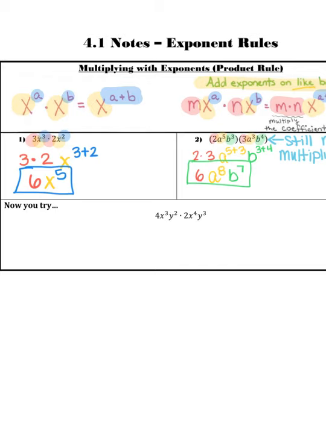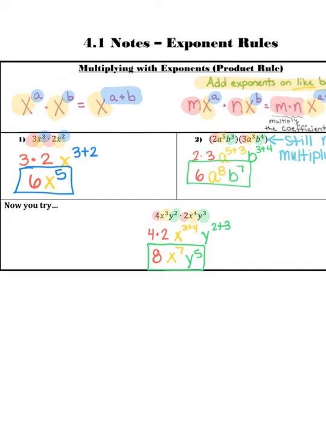So we have one for you to try. If you're feeling confident and want to pause the video and try this last example here, I encourage you to go ahead and do so now. All right, check it out. How'd you do? I came up with 8x to the 7th, y to the 5th. If you got that, nice job. You are ready to move on to our second and final rule for the day.